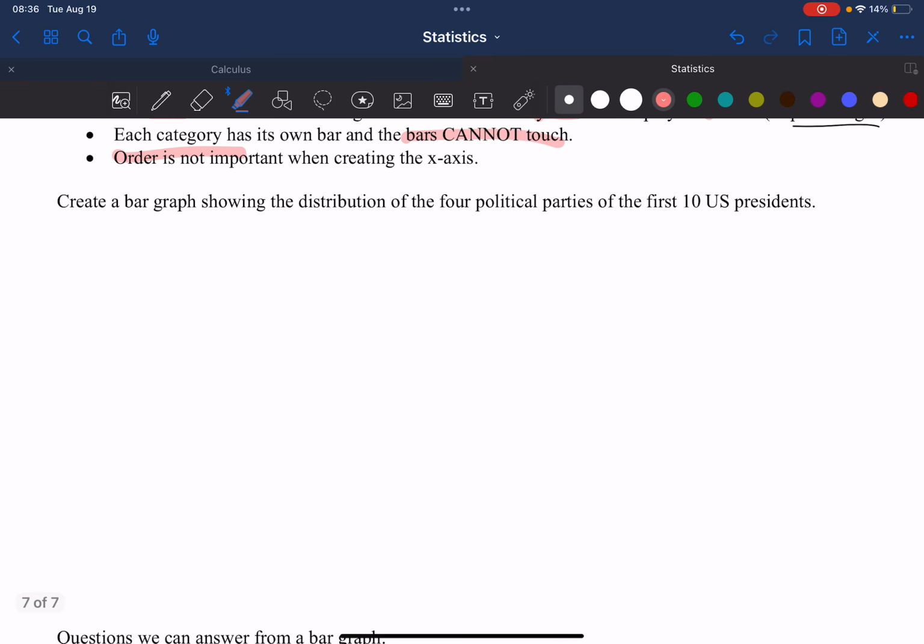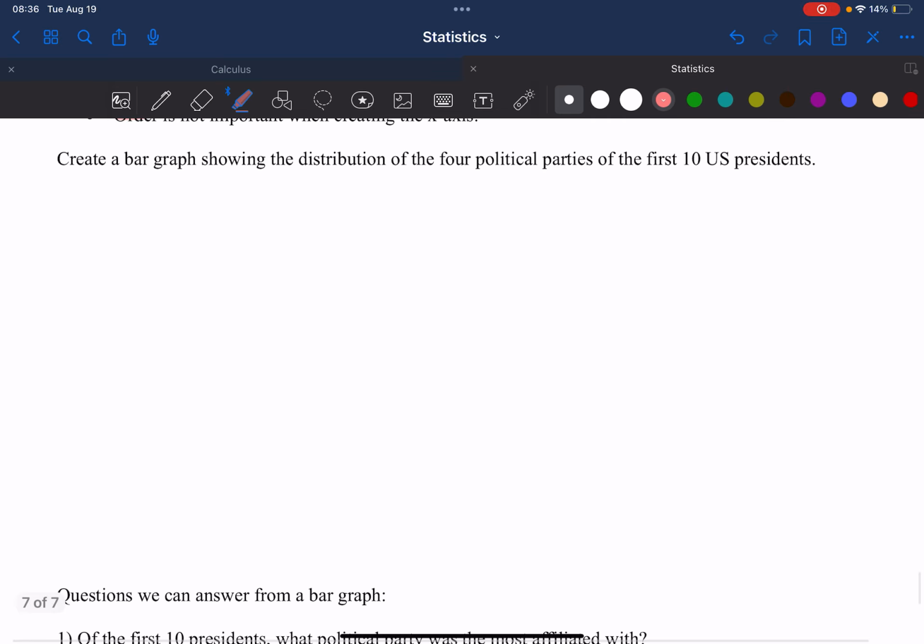Because if we're talking about categories, let's say I'm asking you your favorite color, and we have the options blue, green, red, pink. It does not matter if you put pink before blue or blue before pink. It's not like they're numerical and it matters that you put 1 before 2. So the order does not matter.